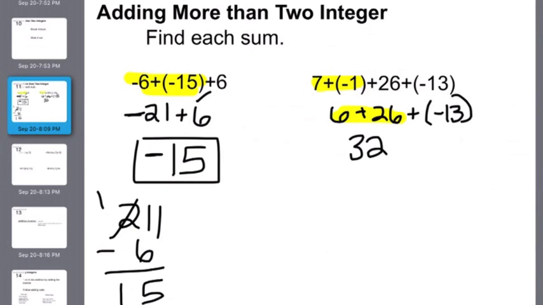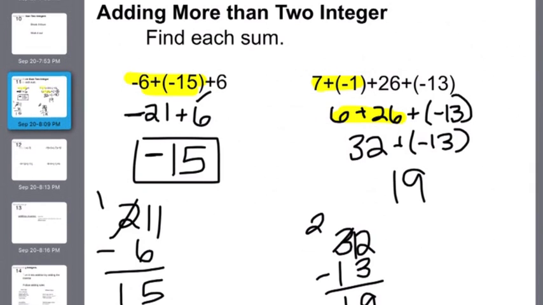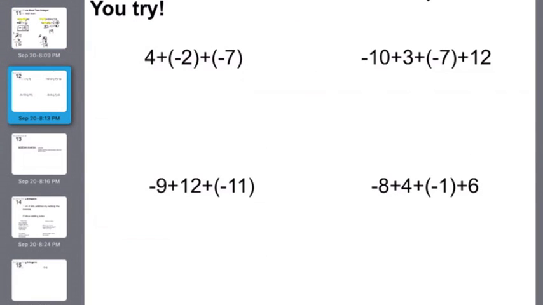Because we broke it down, so we did the first ones there. 32 plus negative 13. 32's absolute value is bigger than the absolute value of negative 13. So our answer is going to be positive. We take the bigger absolute value minus the smaller absolute value. And we end up with 19. So our answer here is 19. Now it's your turn to try, so pause and check with me when you get back.